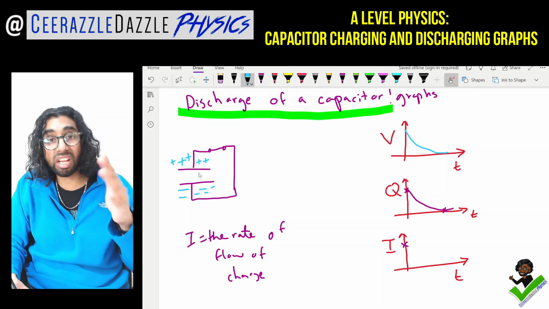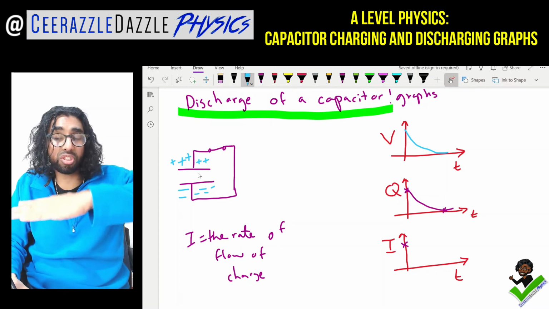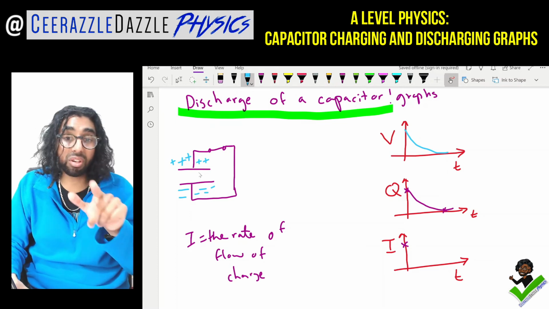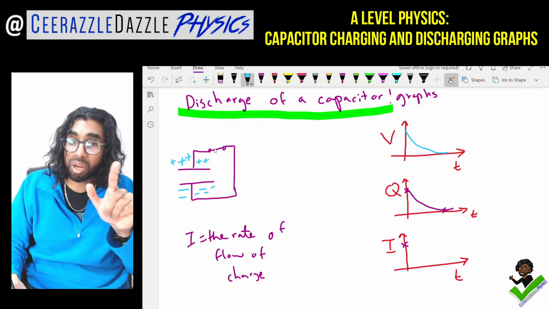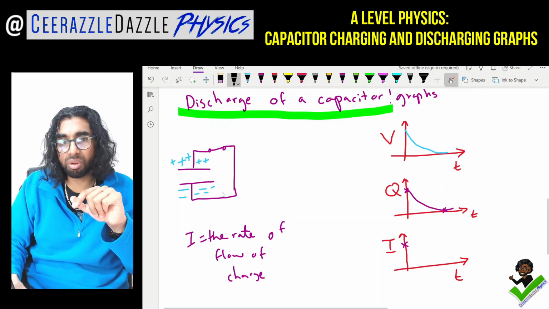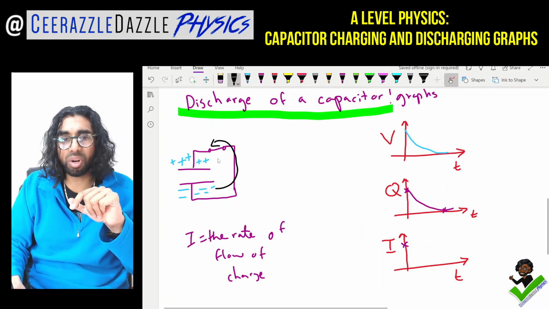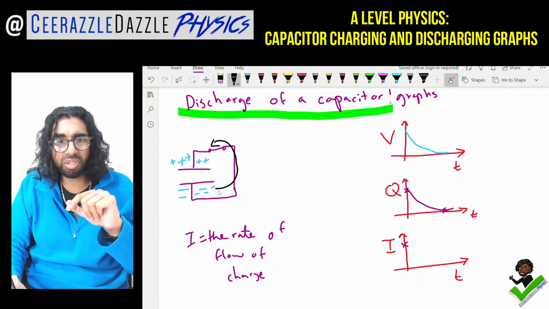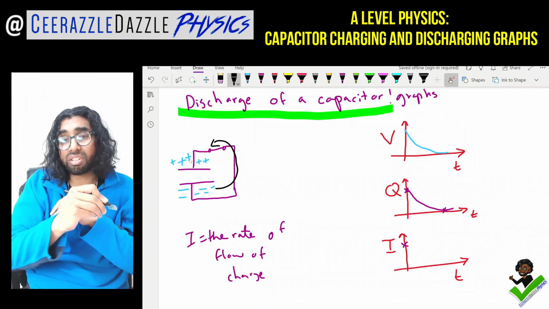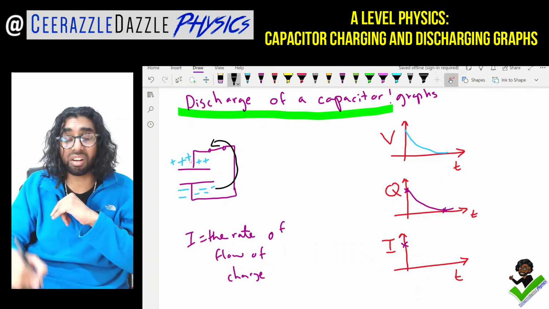Okay guys, as you can see, I've added loads of negative charge to the bottom and loads of positive charge to the top, just to help me explain this process. The main thing is this. When we connect the switch, these electrons are going to be so keen to move across. Why? Because it's so negative here. So it's fast to move around. The rate of flow of charge is quite high at the start.